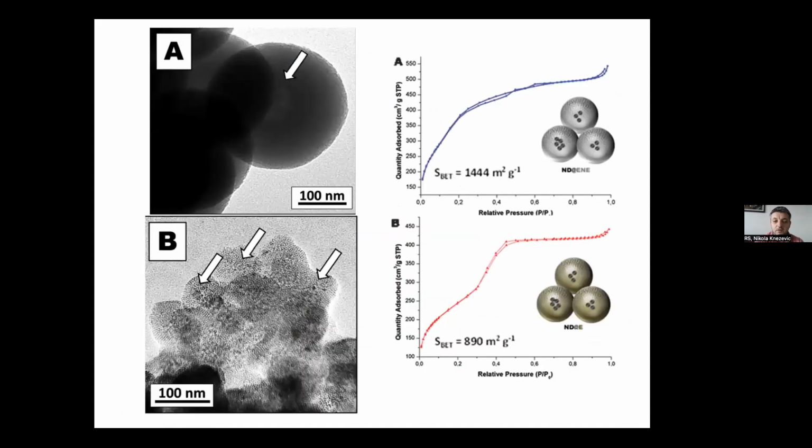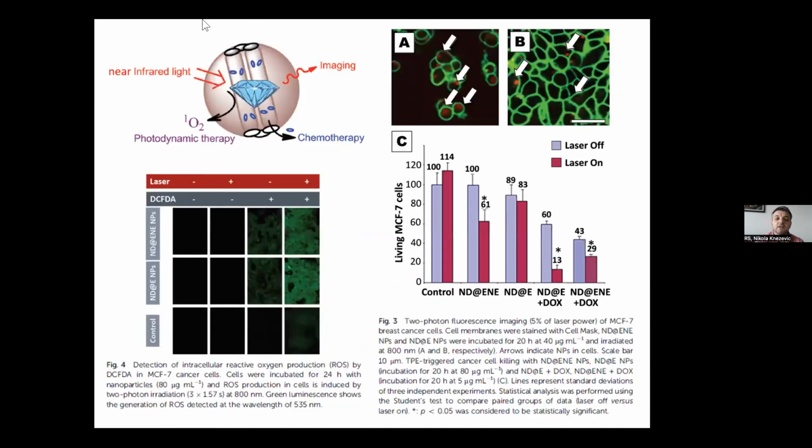And then we monitored that. We showed that after exposure to near infrared light, to a femtosecond laser actually, the nanodiamond was capable of inducing photodynamic therapy, making singlet oxygen and killing cancer cells. But we also use this pore structure to deliver doxorubicin. And then we saw that the highest toxicity was shown in the case of exposure to laser and in the presence of doxorubicin.